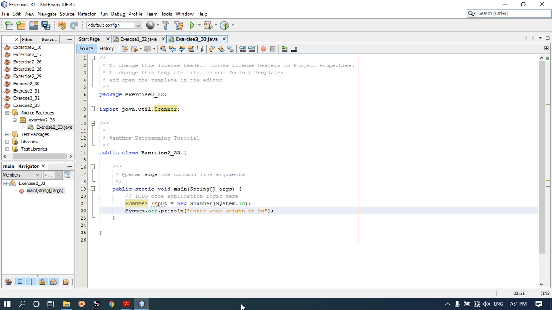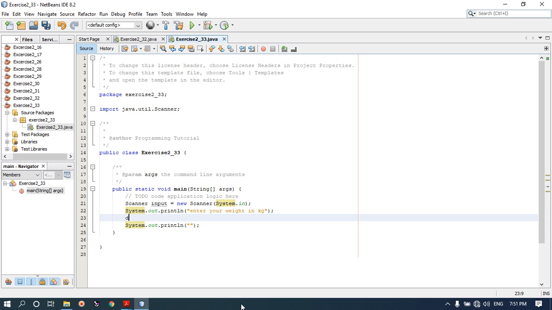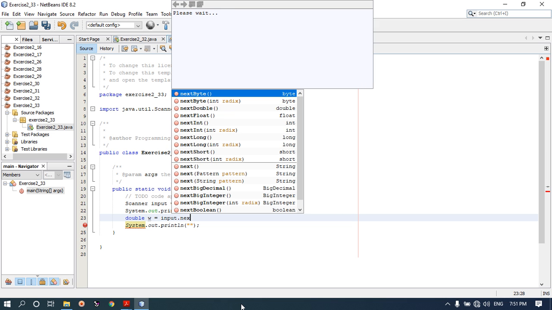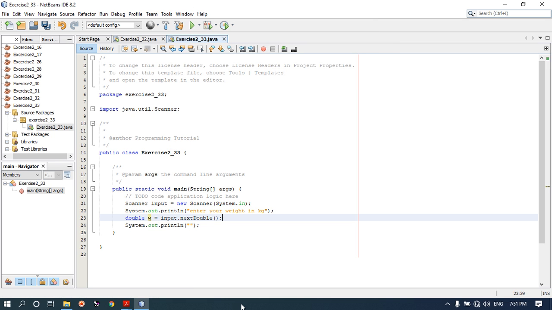So total weight is equals to input dot next double. So you declare a double value, then enter your height.